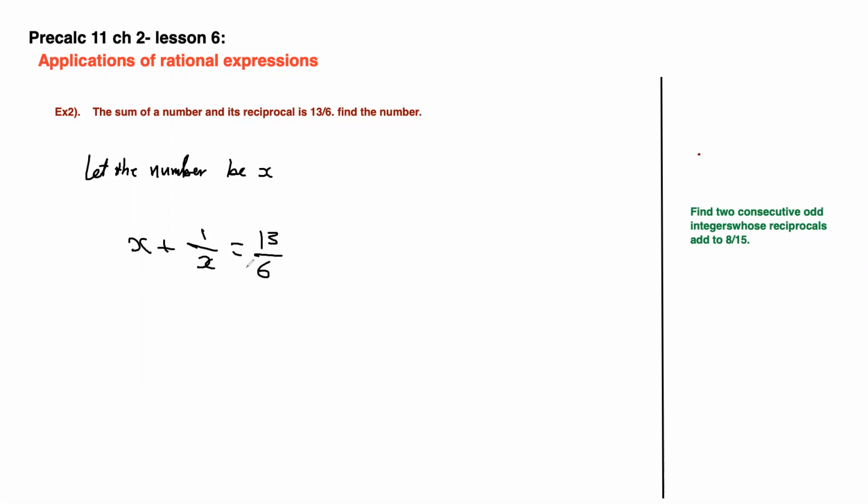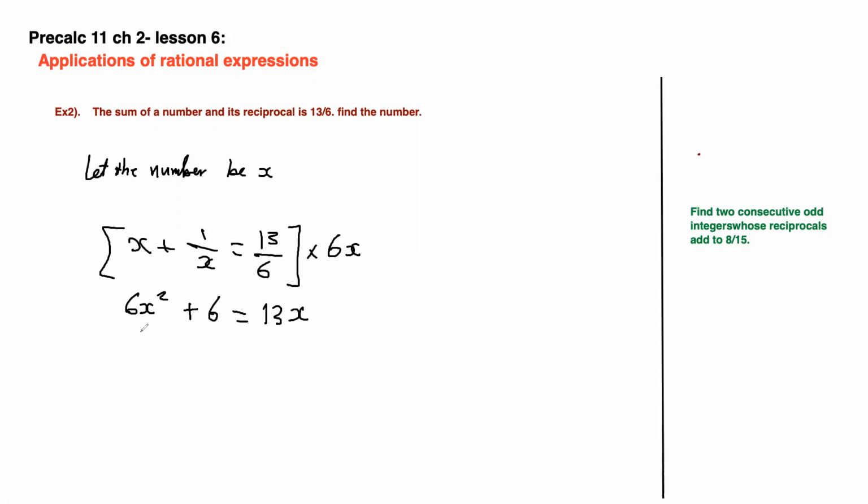To find the number, just take all of this, multiply it by the common denominator, which is 6x. 6x times x is 6x squared. 6x times 1 over x, you'll just get plus 6. And 6x times 13 over 6, you'll just get 13x. Again, when you multiply this, you only multiply it to the top. So if you have 6x over x, you'll end up with just 6. And if you multiply this to the top, so 13 times 6x over 6, the 6's would cancel and you end up with 13x.